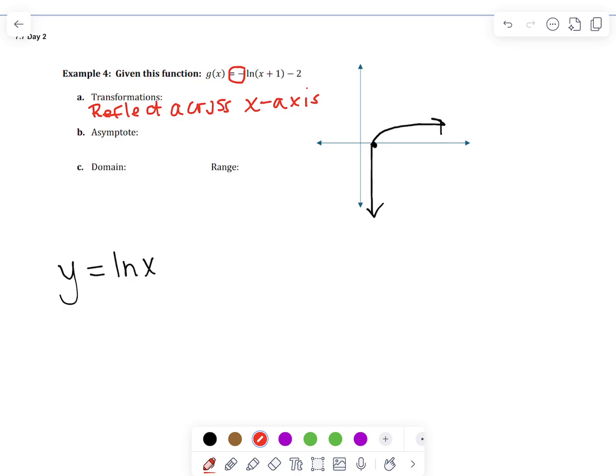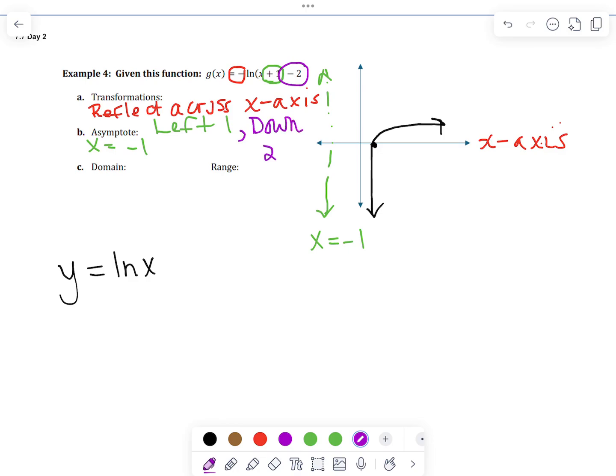So here's our x-axis right here, and it's going to reflect it. The next transformation is inside the function. It's plus 1, so we think opposite. That's going to move it left 1 unit. So now our asymptote is moved left 1. The last thing that's happening is the minus 2 at the very end. What that does is it moves the graph down 2 units.